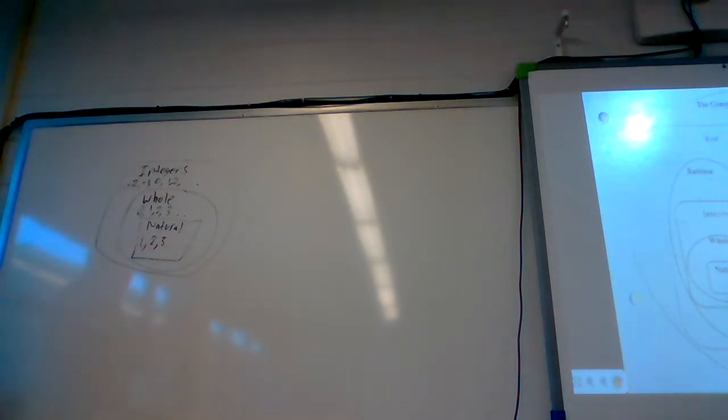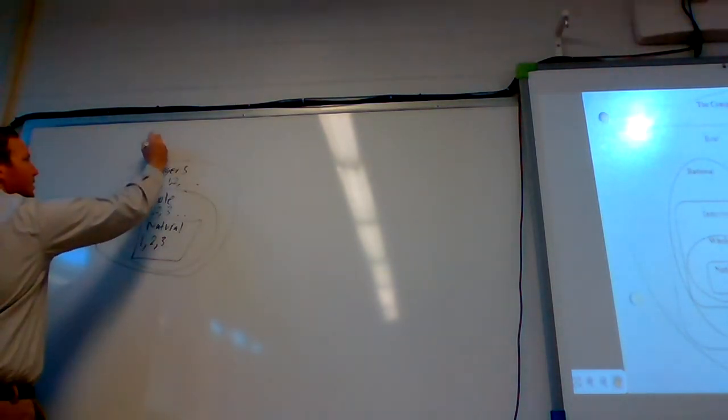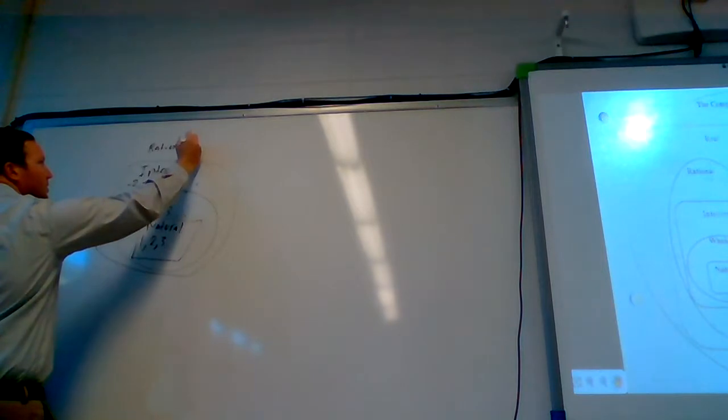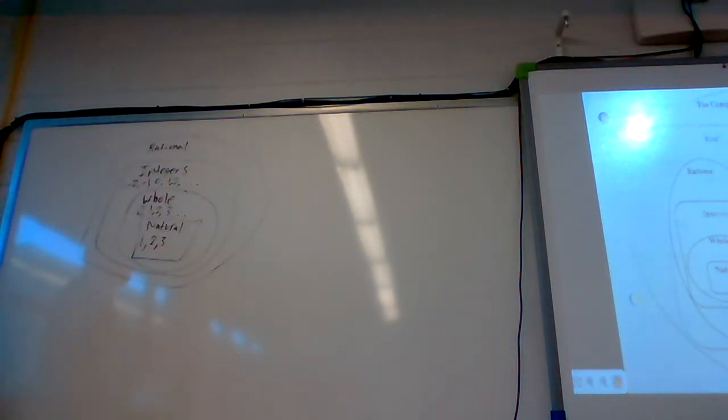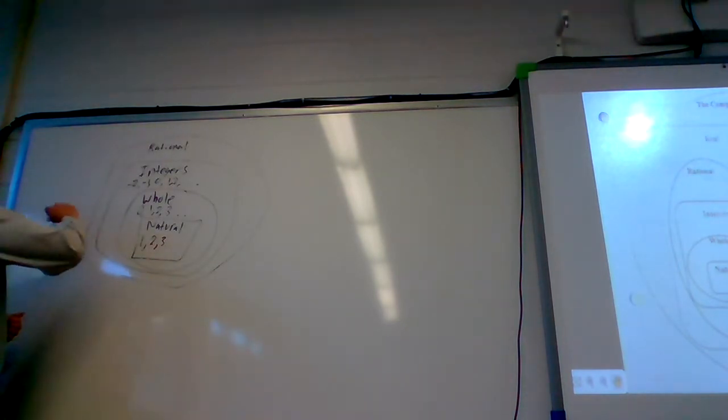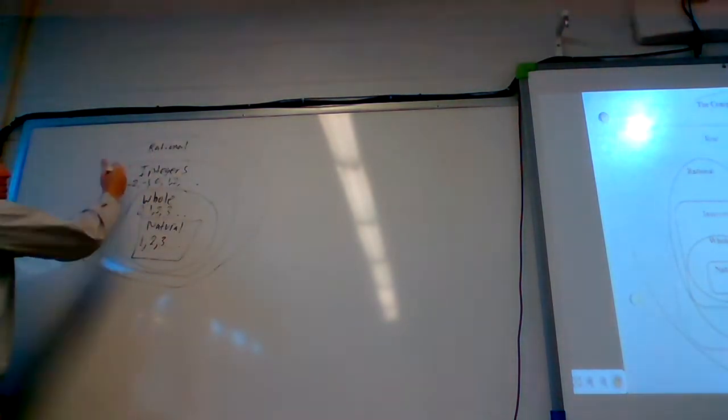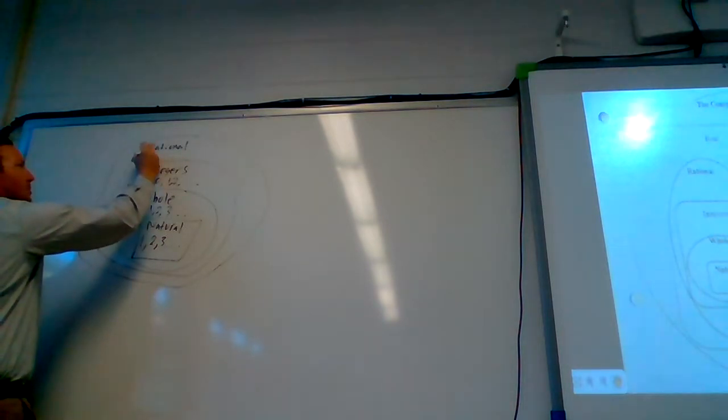Then we have our rational numbers. So that's going to include all of those. We've got integers going all the way to the negatives, all the way to the positives. What's going to be the next step above that? Decimals, right?